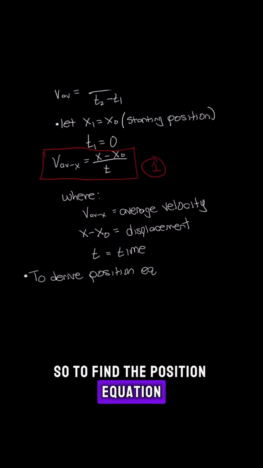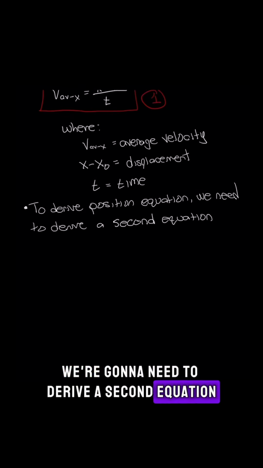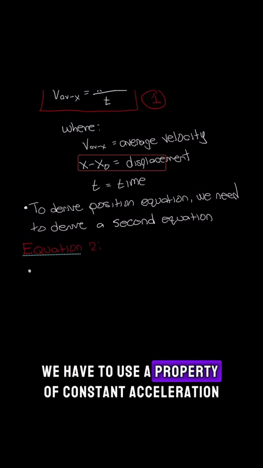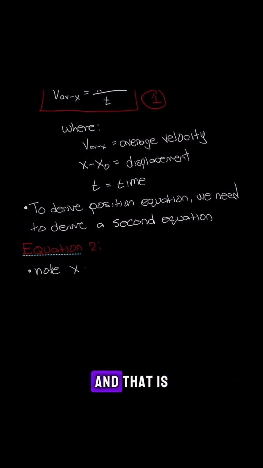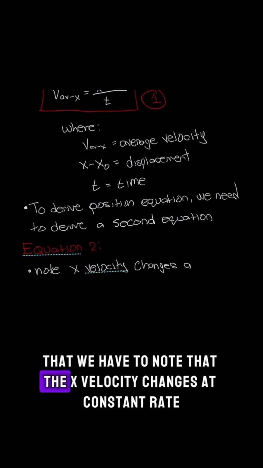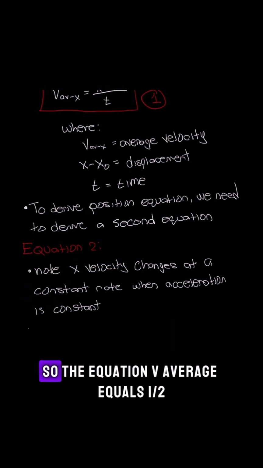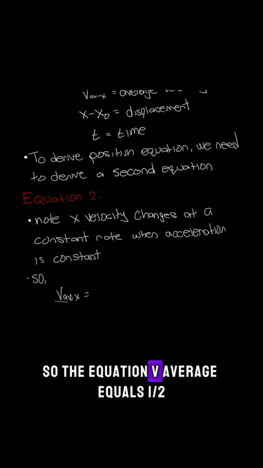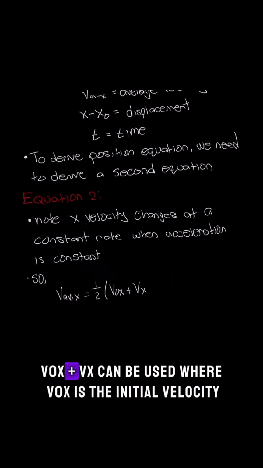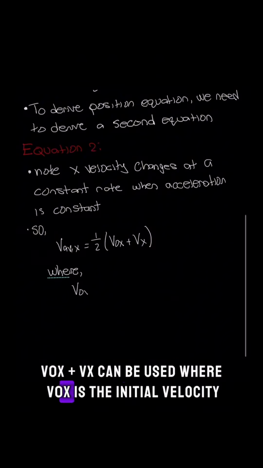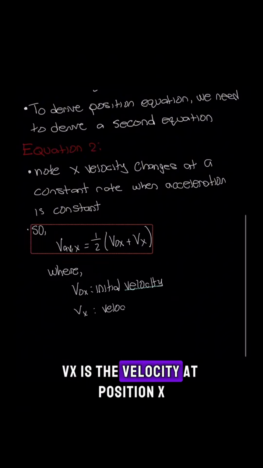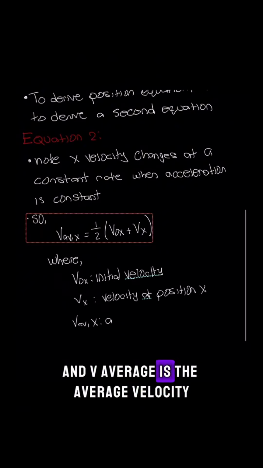So to find the position equation, we're going to need to derive a second equation. To find the second equation, we have to use a property of constant acceleration, and that is that the x velocity changes at a constant rate when acceleration is constant. So the equation v average equals 1/2 (v0x plus vx) can be used, where v0x is the initial velocity, vx is the velocity at position x, and v average is the average velocity.